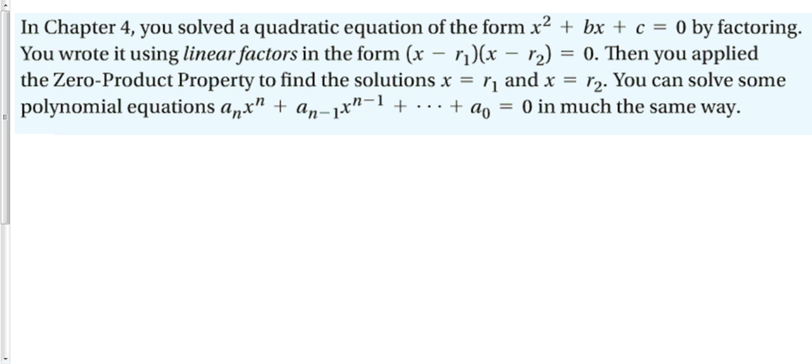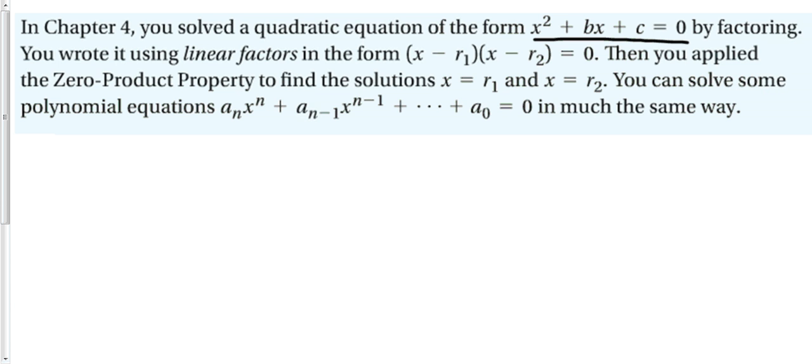So, in Chapter 4, we solved a quadratic equation of the form x squared plus bx plus c equals 0. We solved it a bunch of different ways. The first and the easiest way was by factoring. Then, if you remember, we also solved it with grouping, and we solved it using the quadratic formula. So, for now, we're going to stick with factoring in this section.